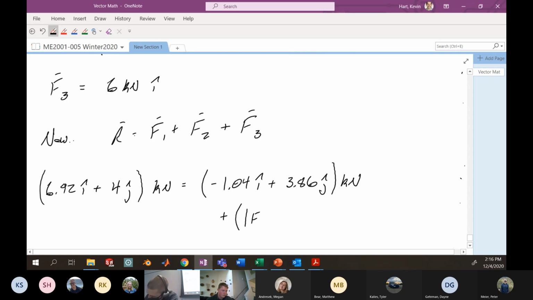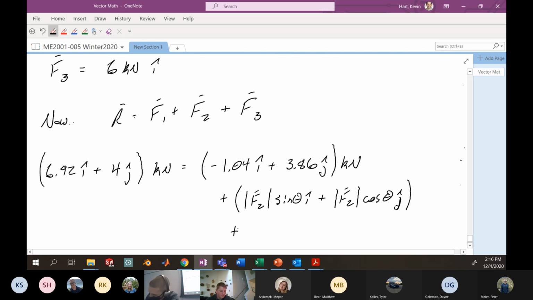I'm going to add to this F2, which again is a lot of unknowns at this point. It's the magnitude of F2 times the sine of theta in i, plus the magnitude of F2 cosine theta in j hat. And I'm going to add to this my F3, which here is 6 kilonewtons in the x direction, i hat.